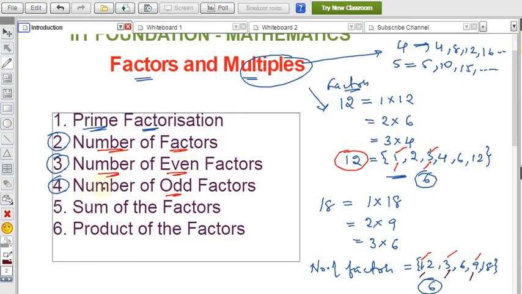Clear? Even and odd. Next we will see the sum of the factors. Sum of the factors of a given number. So let me explain this.